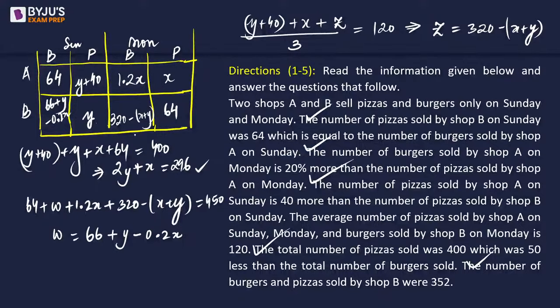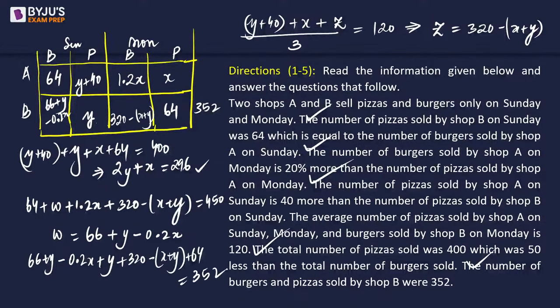Number of burgers and pizzas sold by shop B on both the days together, right? They have not specified Monday or Sunday. Were 352. मतलब ये जो value है ये आपका 352 है. That means 66 plus y minus 0.2x plus y plus 320 minus x plus y plus 64 is 352, right?